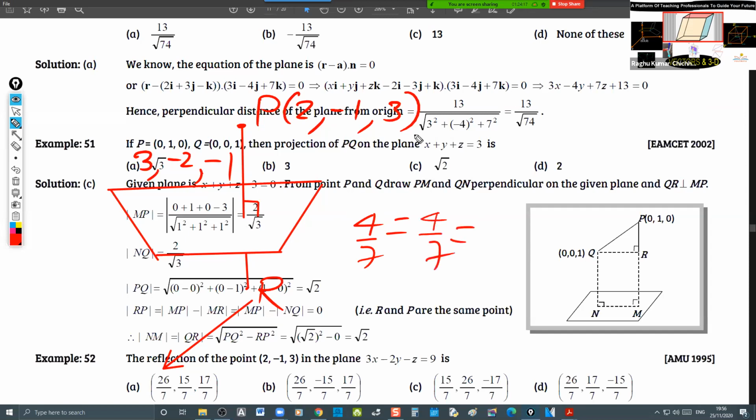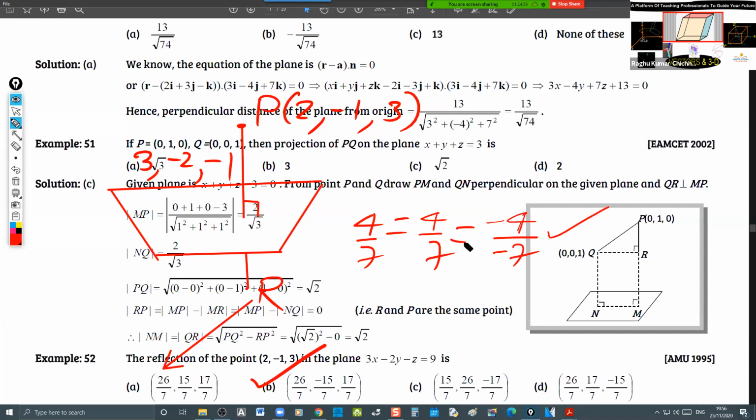Similarly, this one, 17 by 7 minus 3, 17 minus 21, minus 4 by 7 into minus 1. Minus 7 equal. So therefore, B is the option, please. Like that, you can go for reflection.